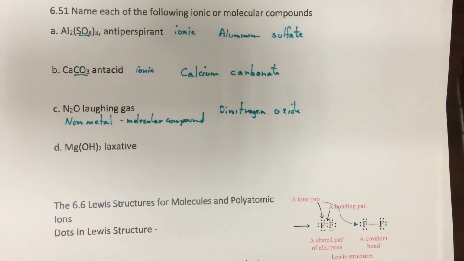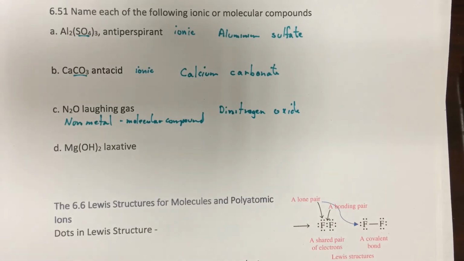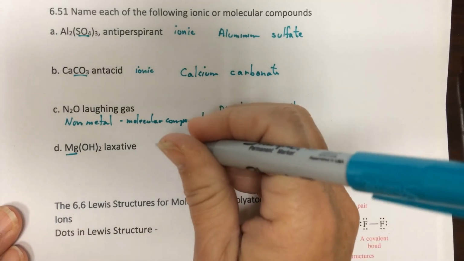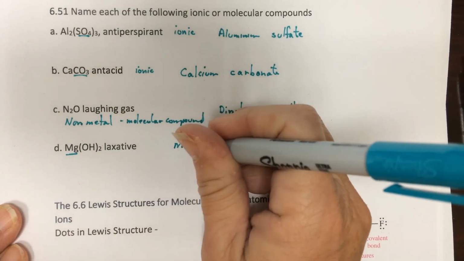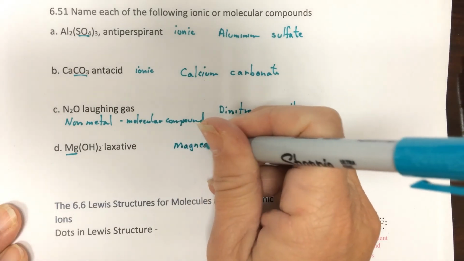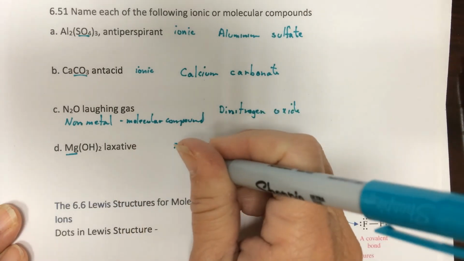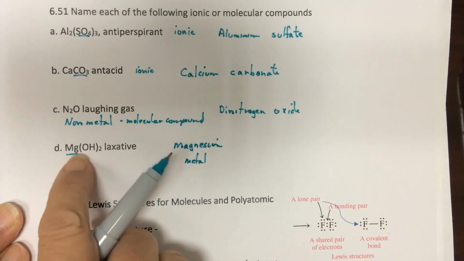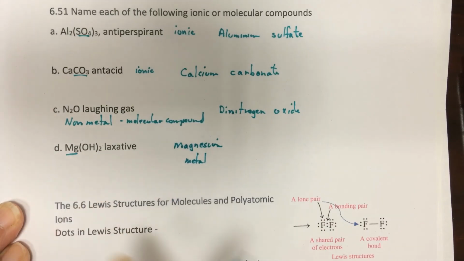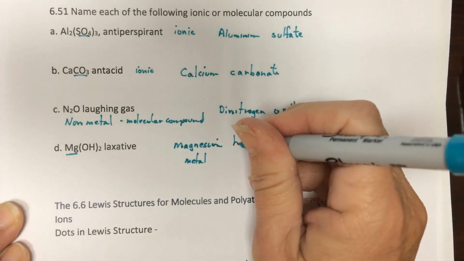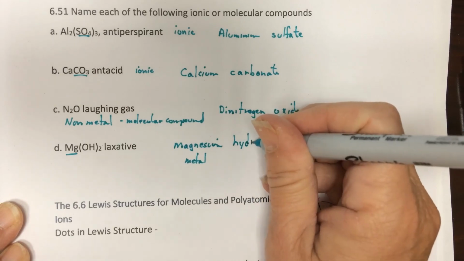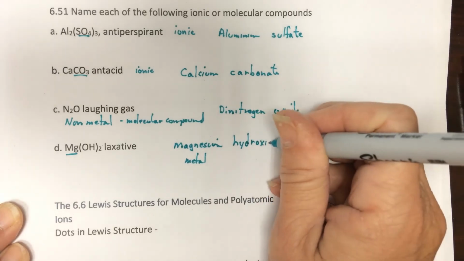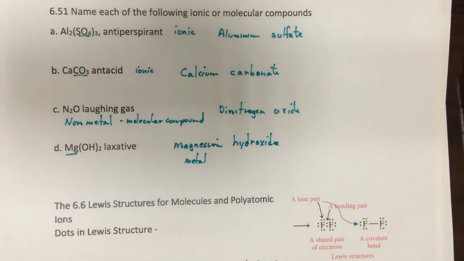And lastly, we have a laxative. Mg is magnesium. And magnesium is a metal. So we've got an ionic system here. We've got hydroxy. So we're going to call this hydroxide. We're going to put the ide on the end. And so we've got magnesium hydroxide. Okay, next up, Lewis structures.